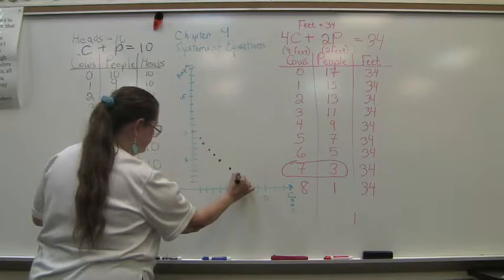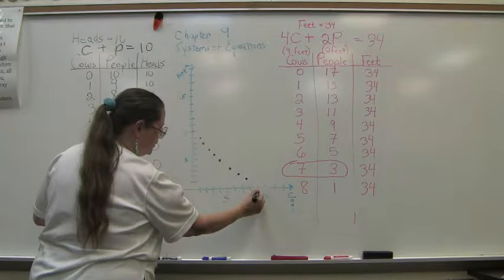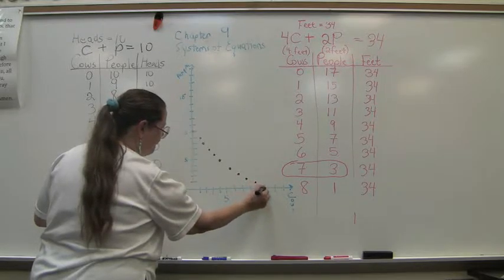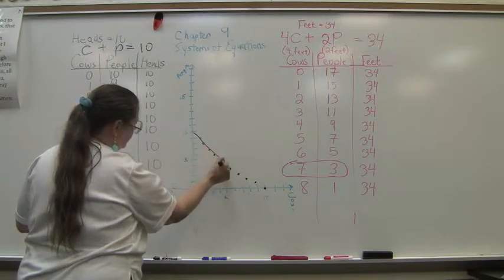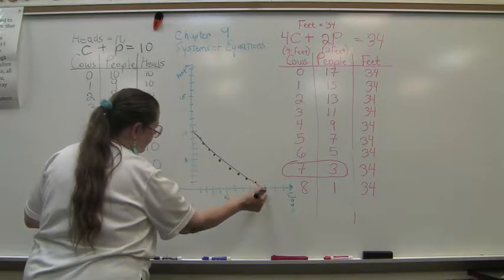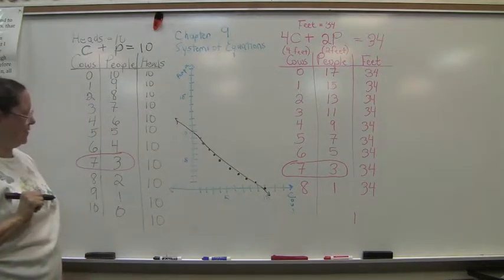7 cows and 3 people. 8 cows and 2 people. 9 and 1. And 10 and 10. Okay, so if I were a better drawer, you could see that. We essentially have a line there.